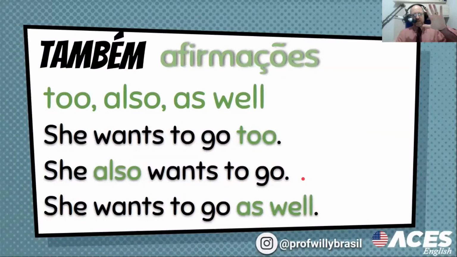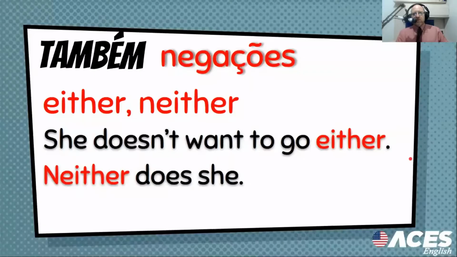So we have five different ways to say também. We have three in a positive sentence, in a statement: to, also, and as well. And we have two more that we use in negative sentences, either and neither.